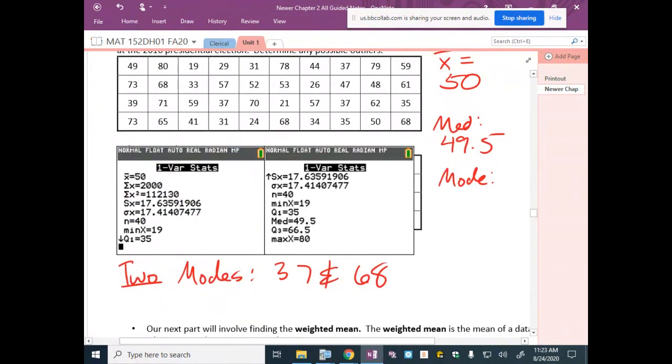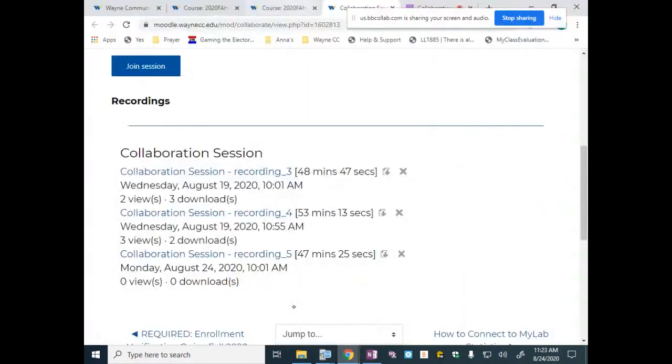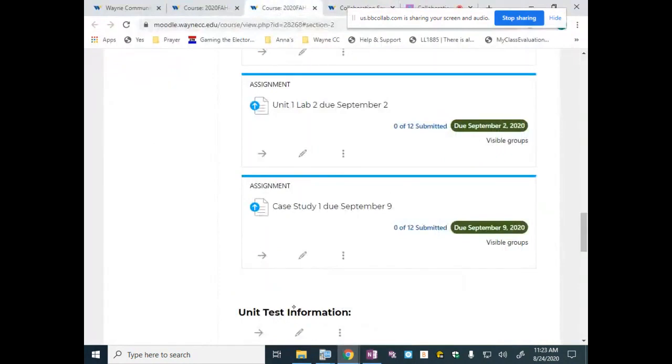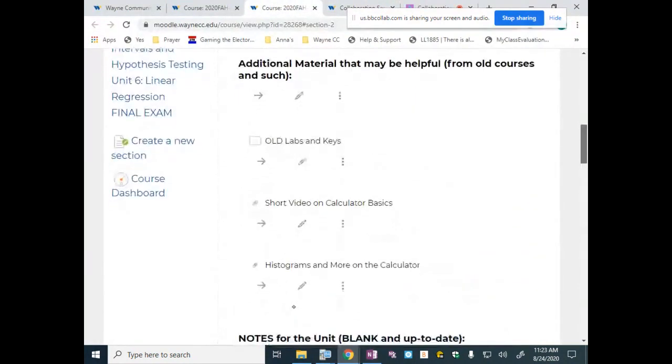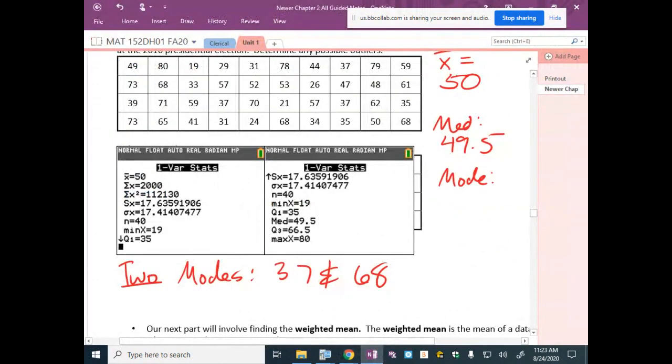So again, how to do 1-var stats. There's also, if you go to Moodle, a short video and calculator basics, you can also figure out how to do your 1-var stats there. All right, any questions on this?